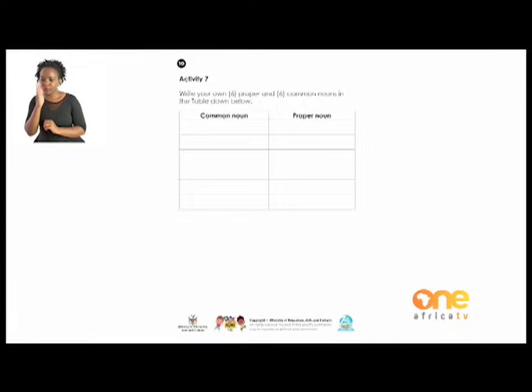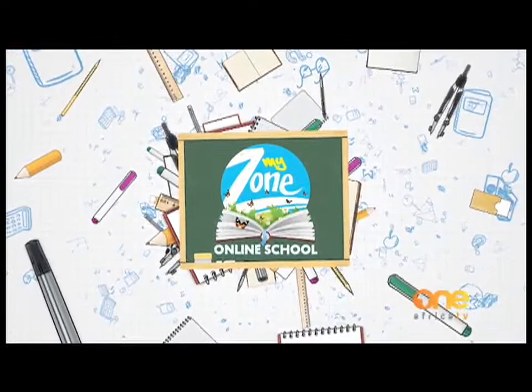Right. For example, I would choose a word like table. Table is a common noun. And for proper noun, I'll choose a word like Namibia. Namibia is the name of a country, which is our country. So it begins with a capital letter, Namibia. So do the rest by writing common and proper nouns.